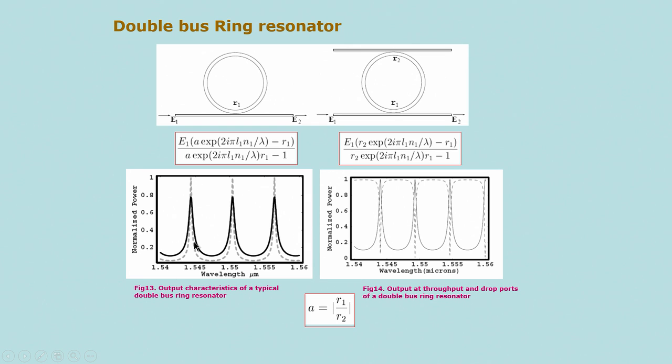So, this plot shows the output characteristics of a typical double bus ring resonator. Normalized power on the x axis and the wavelength on the other axis, they are quite sharp. At different ports the power output is shown here at throughput and drop ports. So, they are complementary. In the drop port it is a very sharp peak, and in the throughput it is a dip. The ratio of the reflection coefficients is A in all these pictures.